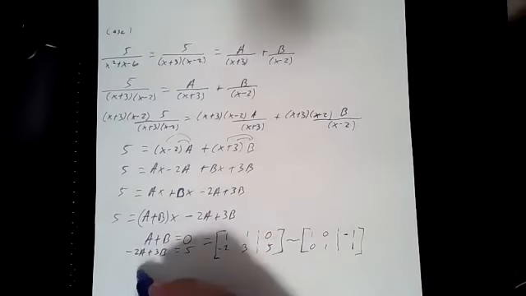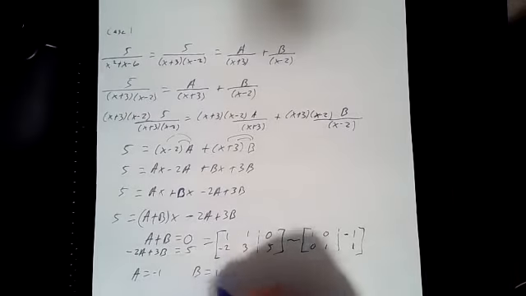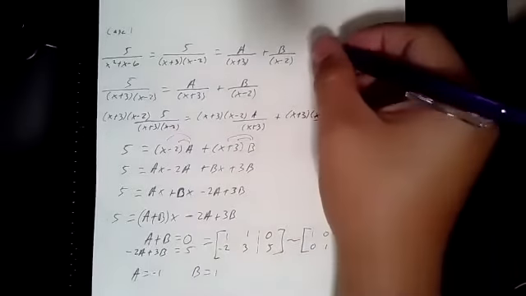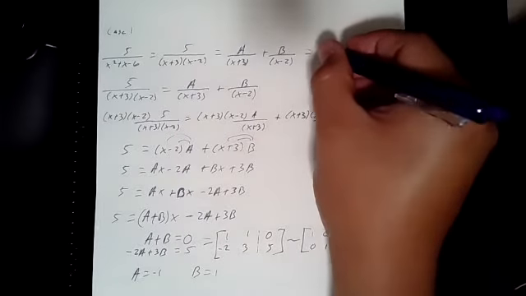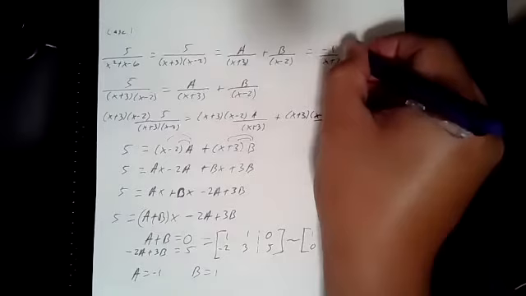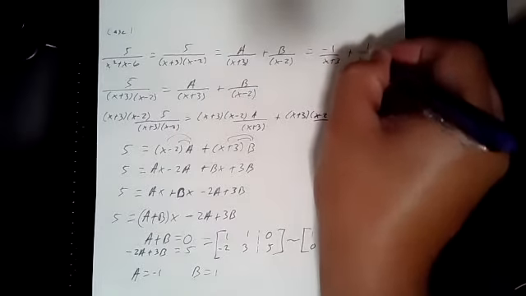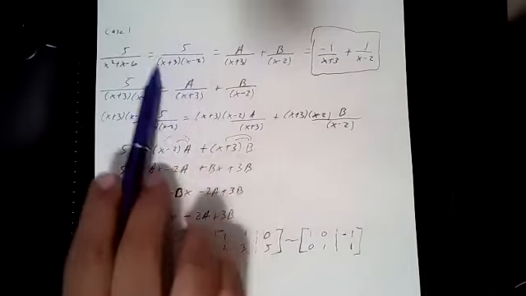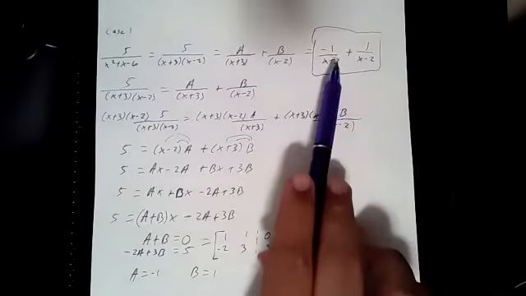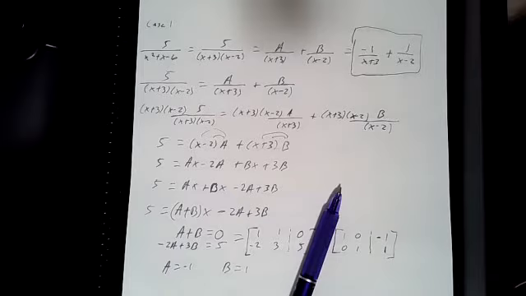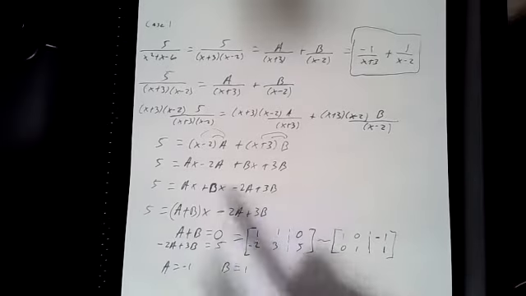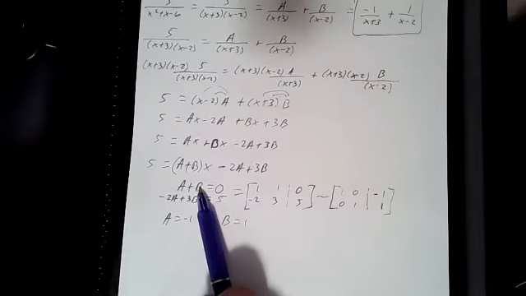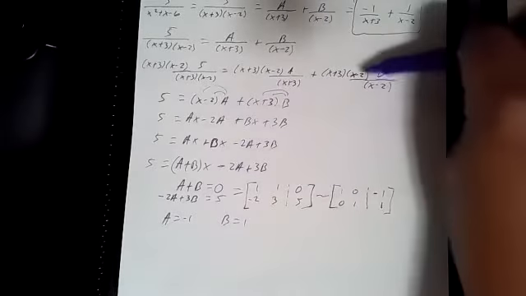So this means that what? A is negative 1, B is 1. So the fractions will be negative 1 over x plus 3 plus 1 over x minus 2. This is the answer here. We decomposed this fraction into these two fractions here. That's what we're trying to do. That's the whole point. So any questions on how we set up the system? Where this came from, or any algebra steps?